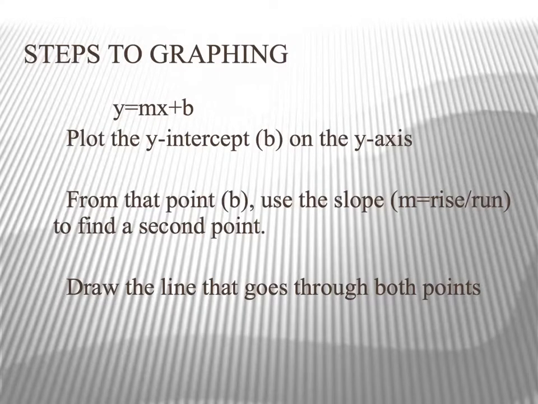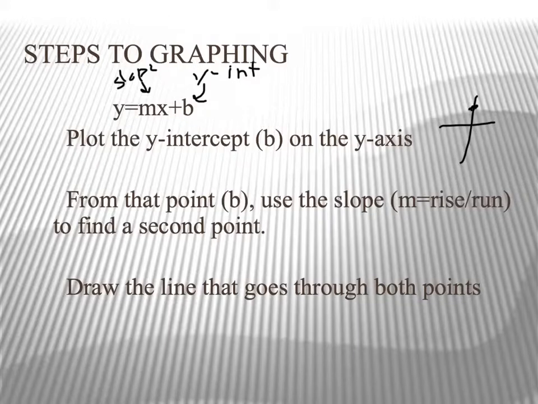Before we get into examples, I'm going to go over the steps to graphing in slope-intercept form. First, remember, slope-intercept form is y equals mx plus b, where m is our slope and b is our y-intercept. So the first thing we want to do is plot our y-intercept on the y-axis. So when we have our x and y-axis, we're going to plot our y-intercept.